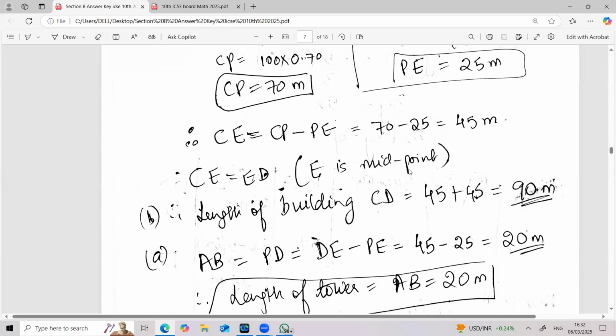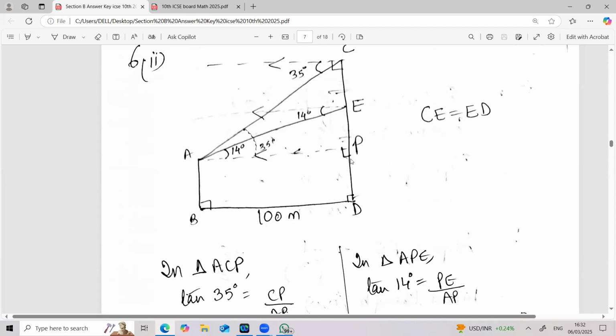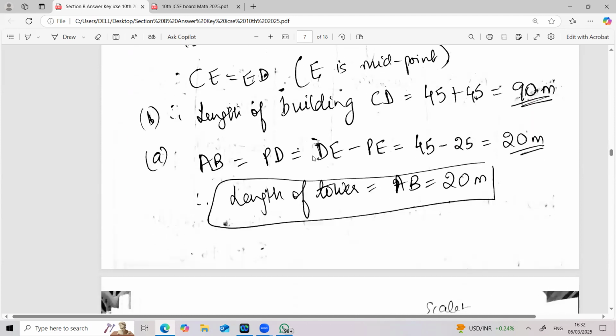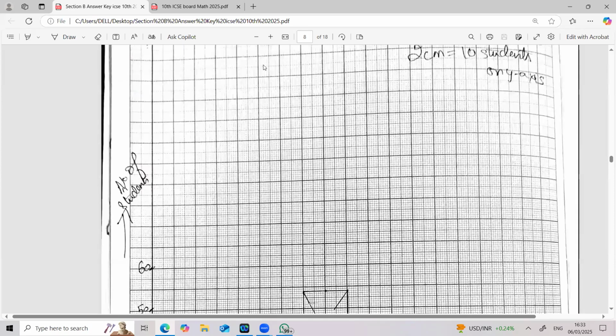At the same time, they asked us the height of the tower. That means indirectly PD, that's nothing but ED minus PE. That's also done. 20 meter is the length of the tower. So the first part answer is 20 meter and the height of the huge building is 90 meter. That is the second part.